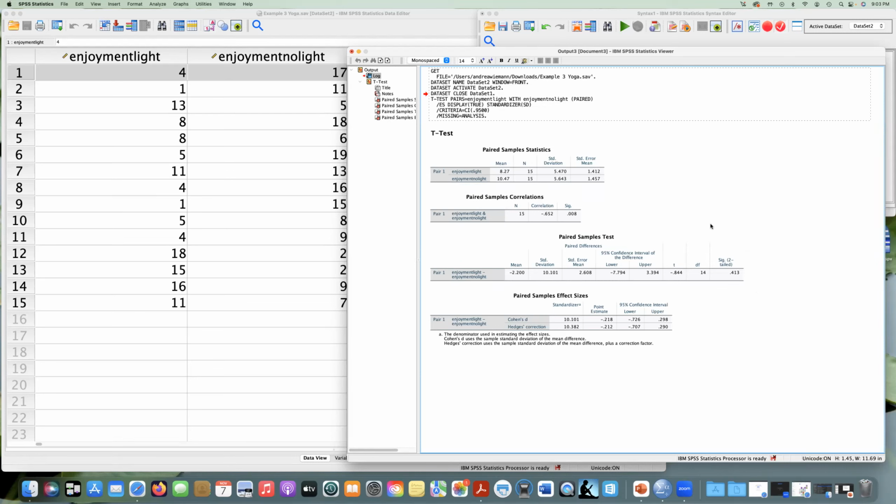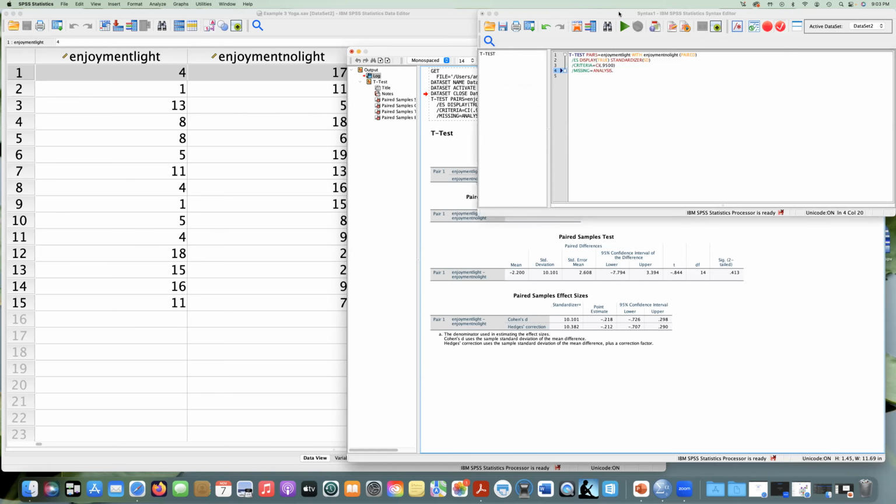So if we were to talk about this conceptually, we would say that there's no difference in enjoyment of yoga between the light condition and the no light condition. We also have a point estimate here. Cohen's d is very small. So it's not only not statistically significant, it's not practically significant. It's a very small effect size.